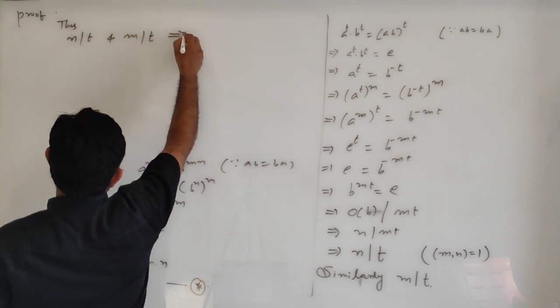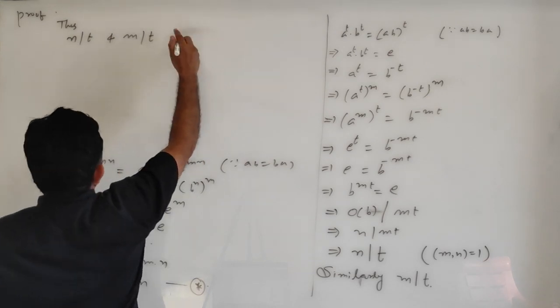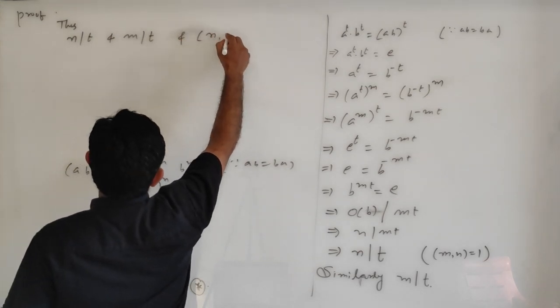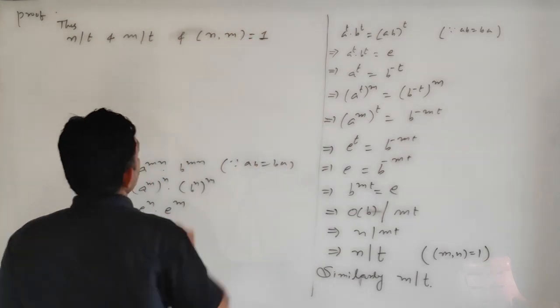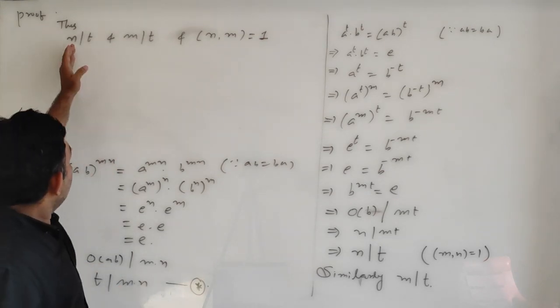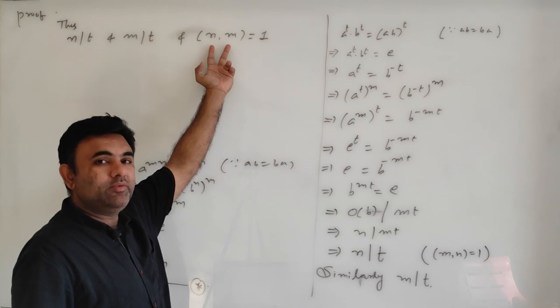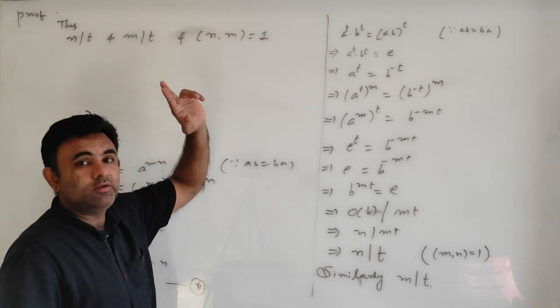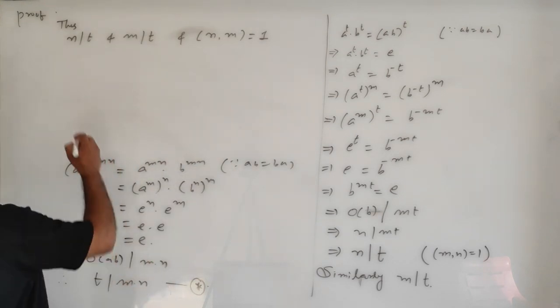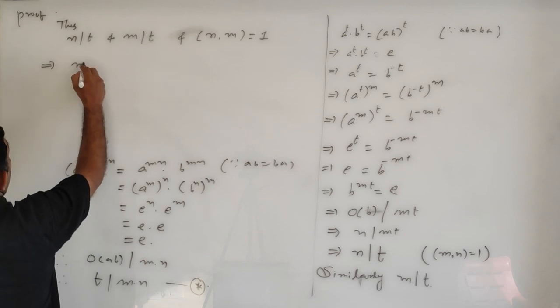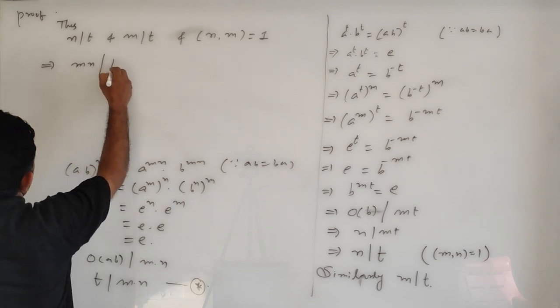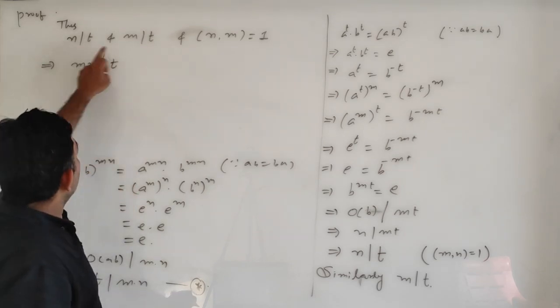So it gives me what? And another thing is what? GCD of N and M is 1. So I have these three things: N divides T, M divides T, and there is nothing common between M and N other than 1 as a factor. So it gives me what? MN divides T. The product will also divide T.